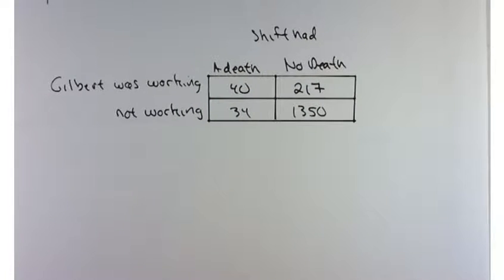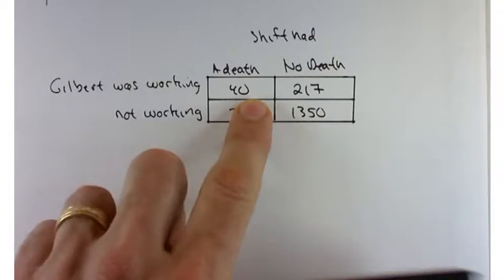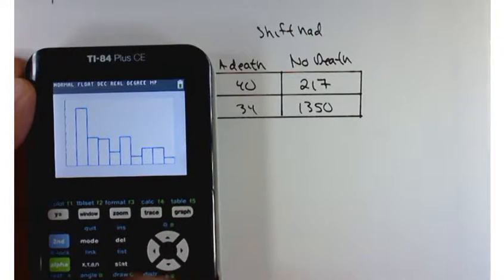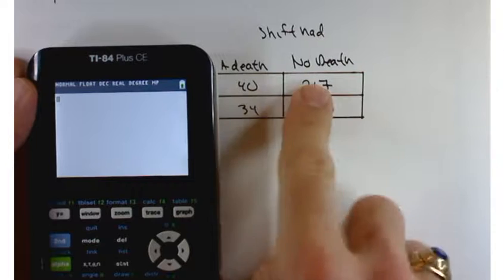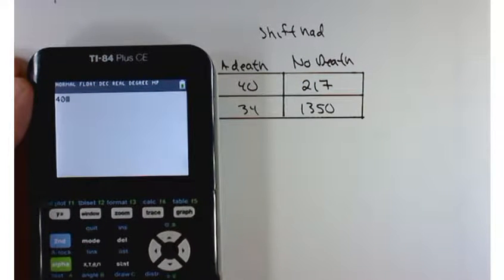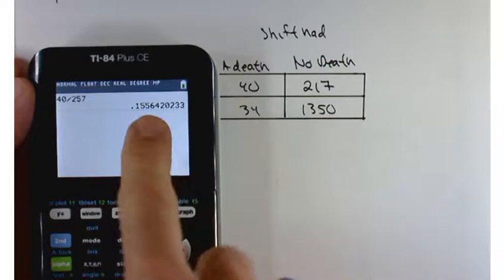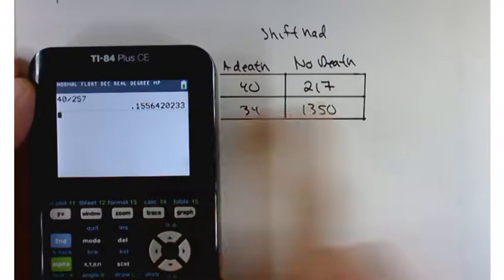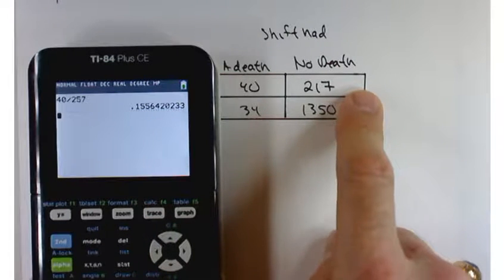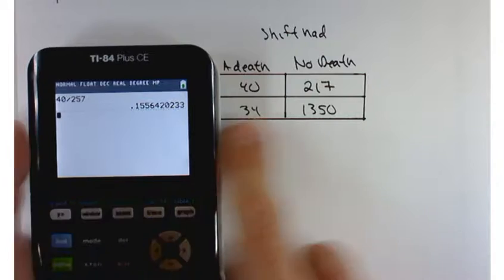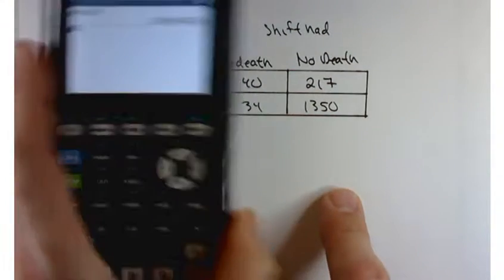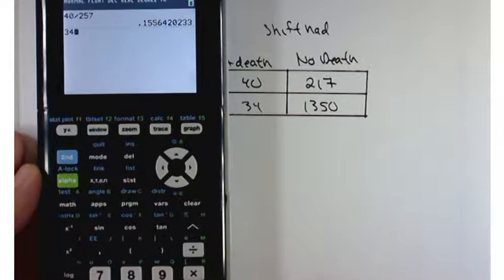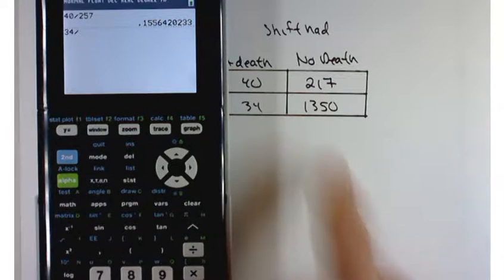And maybe let's do that. Let's take a look at, let's do 40 divided by 257. 40 divided by 257. So about 15.5% of the time while she was working, somebody died. Compared to when she was not working, we've got 34 divided by 1,384.